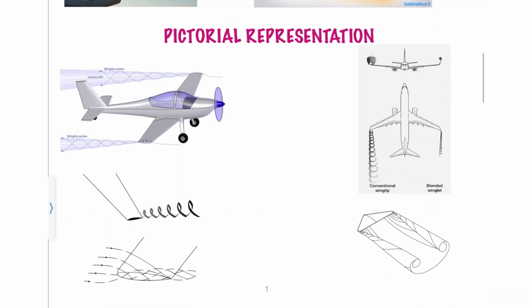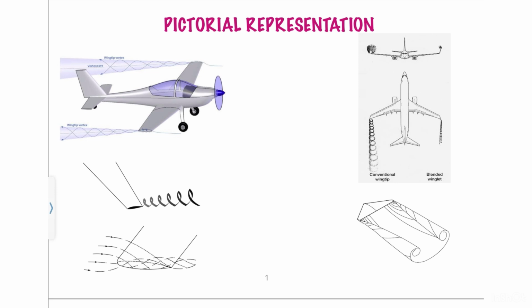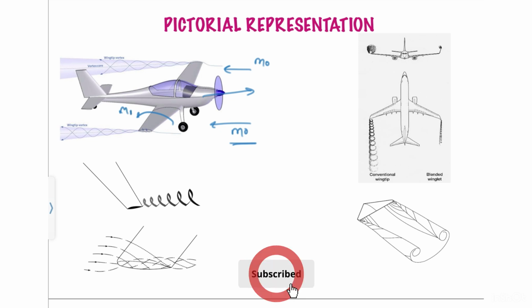So let's go further. This is the pictorial representation. There are 4 pictures. I'll be explaining first that high pressure, low pressure part, and then how it reduces the drag. So let's take the marker. The aircraft is moving in the forward direction, and accordingly there is a mass of airflow which is going in the backward direction, m0. A part of this mass of the airflow is going from the top, m1, and the part of it is going from below, which is m2.